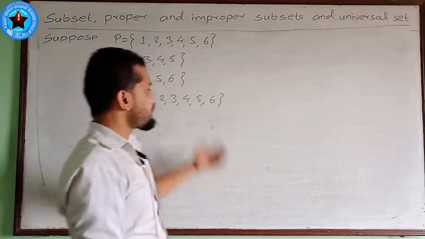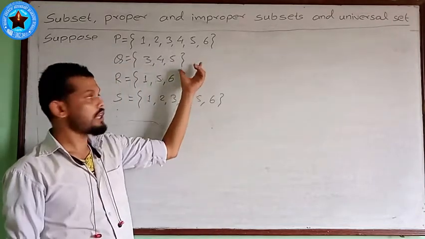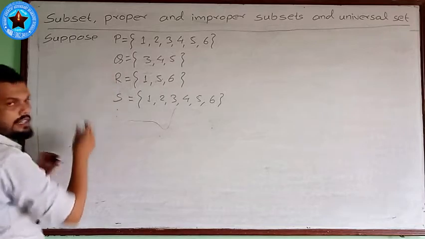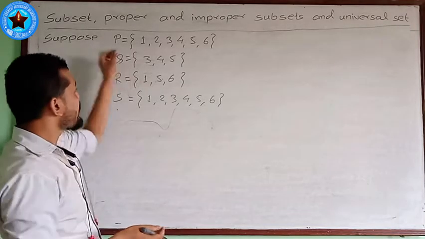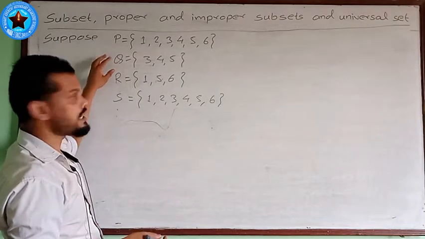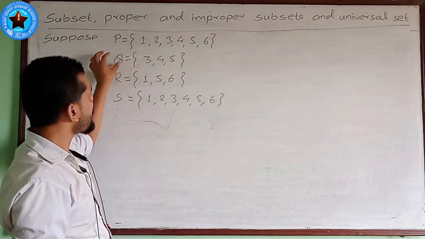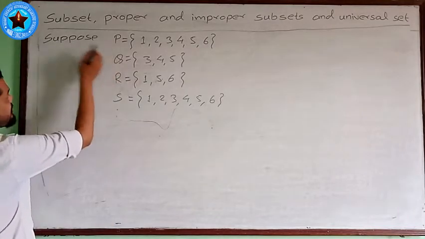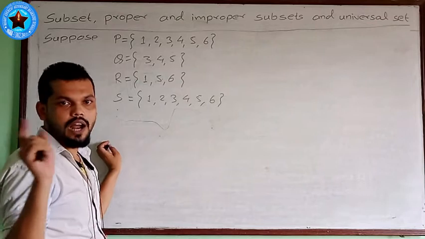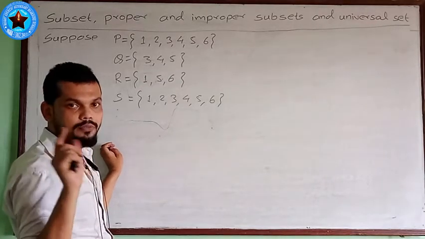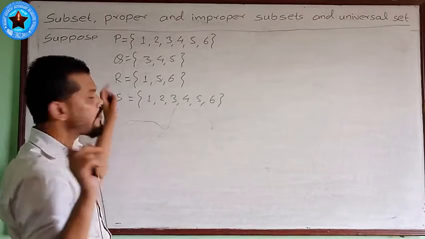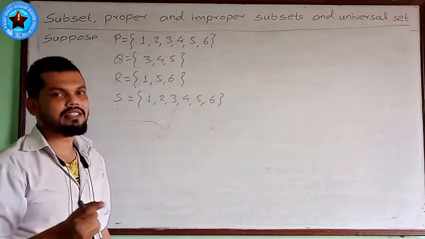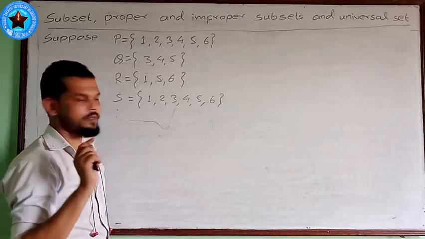From this we get the conclusion that if we compare two sets, like P and Q, and all the elements of the set Q are contained by the set P, then we can say Q is a subset of P. So the definition of subset: if P and Q are two sets and all the elements of the set Q are contained by the set P, then Q is a subset of P.